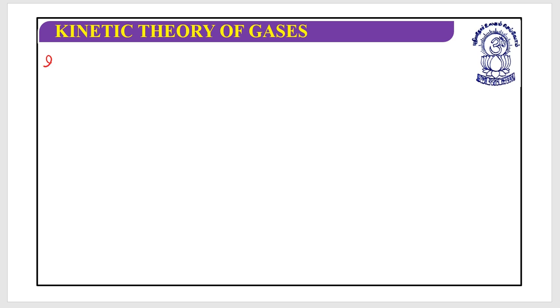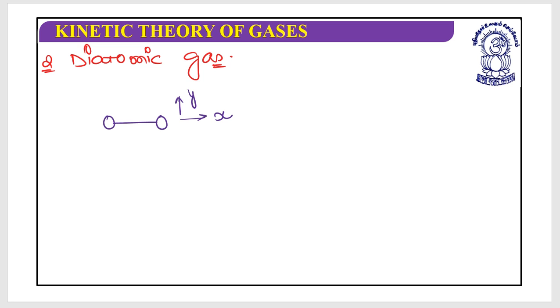Let's have a look. Second is the diatomic gas. Second is the case of diatomic gas. So let's understand that it is a dumbbell-like structure, and as a dumbbell-like structure, it can move in X, it can move in Y, or this dumbbell-like structure can move in Z. So the translational degree of freedom will be 3.